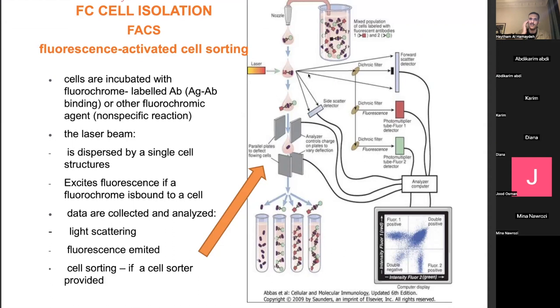Okay, so FACS. Again, fluorescence activated cell sorting. Instead of magnetic, fluorescence. It's good that they have a section here. Cells are incubated with fluorochrome labeled antibody. What does this mean? Fluorochrome, antibody, right? This complex. Everything in the blood sample, the cells, we are incubating those cells with that structure, the fluorochrome labeled antibody.